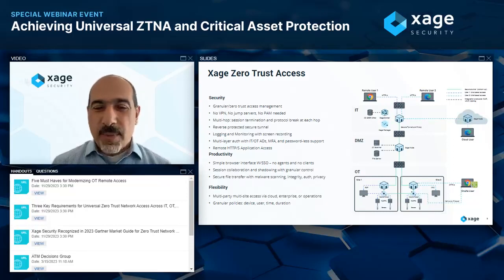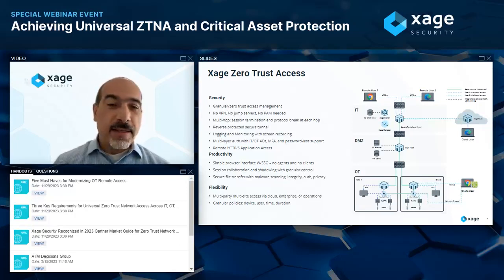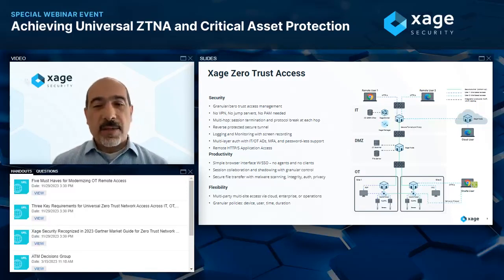Here you have a typical architecture of our customers, where they may be utilizing cloud services. There's an enterprise data center as well. There's a DMZ. In fact, it could be multiple DMZs separating operational environments from the enterprise and cloud environments. And there are multiple operational sites. This could be thousands of sites.